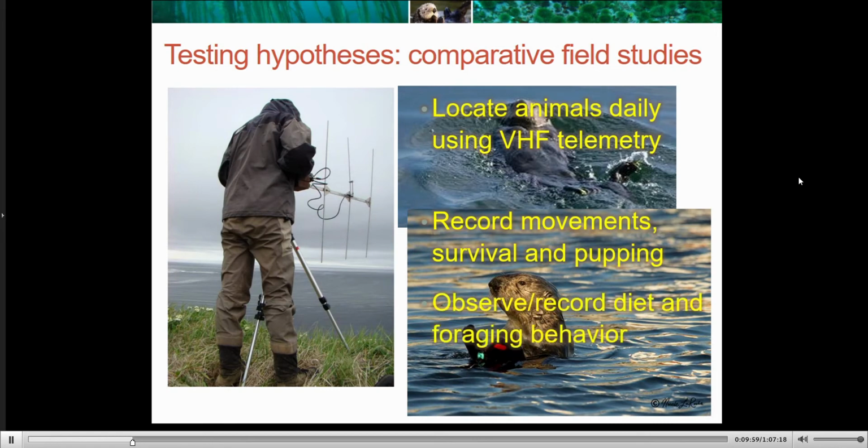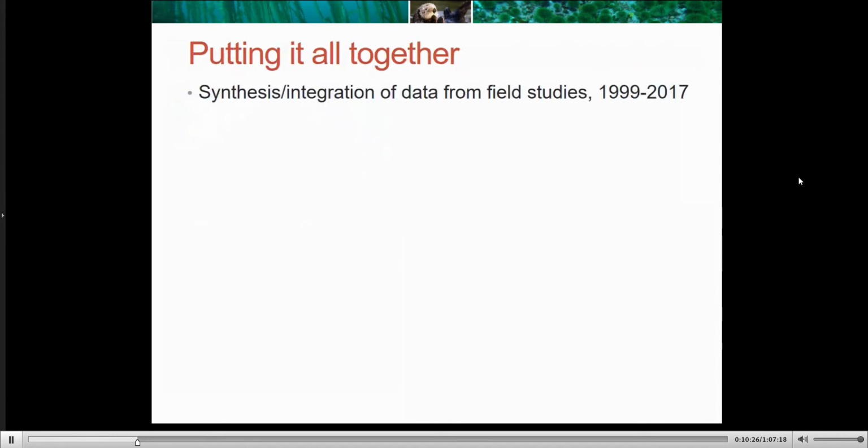Also, we would observe diet and foraging behavior. That's something that sea otters are uniquely amenable to because of their habit of diving down to the bottom, catching prey, and bringing it up to the surface and eating it lying on their backs. If a person, like you see here, with telemetry equipment and a high-powered telescope can observe every prey that they're eating, you get a really detailed idea of their diet and their rate of energy gain. So these were all the different types of metrics that we collected in all the different populations we looked at.